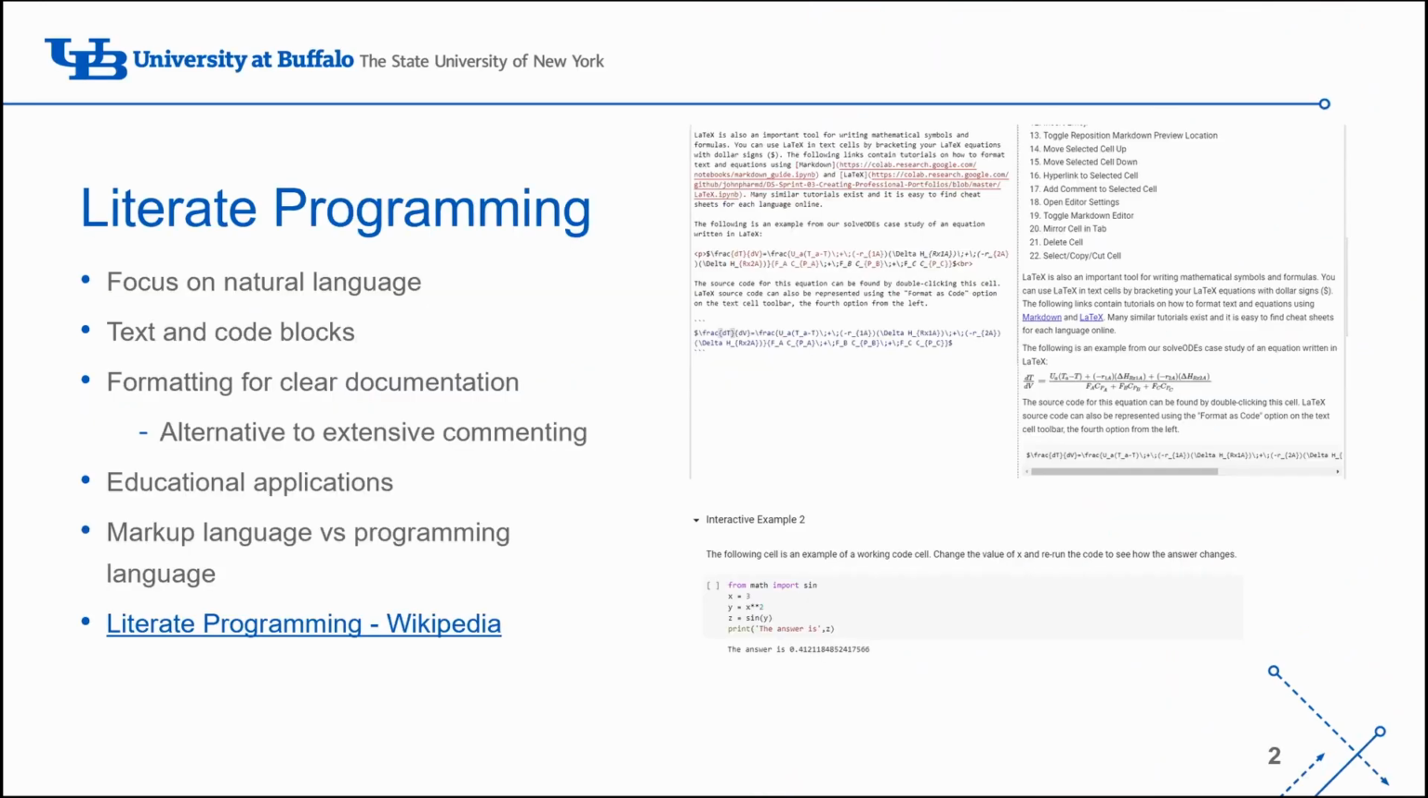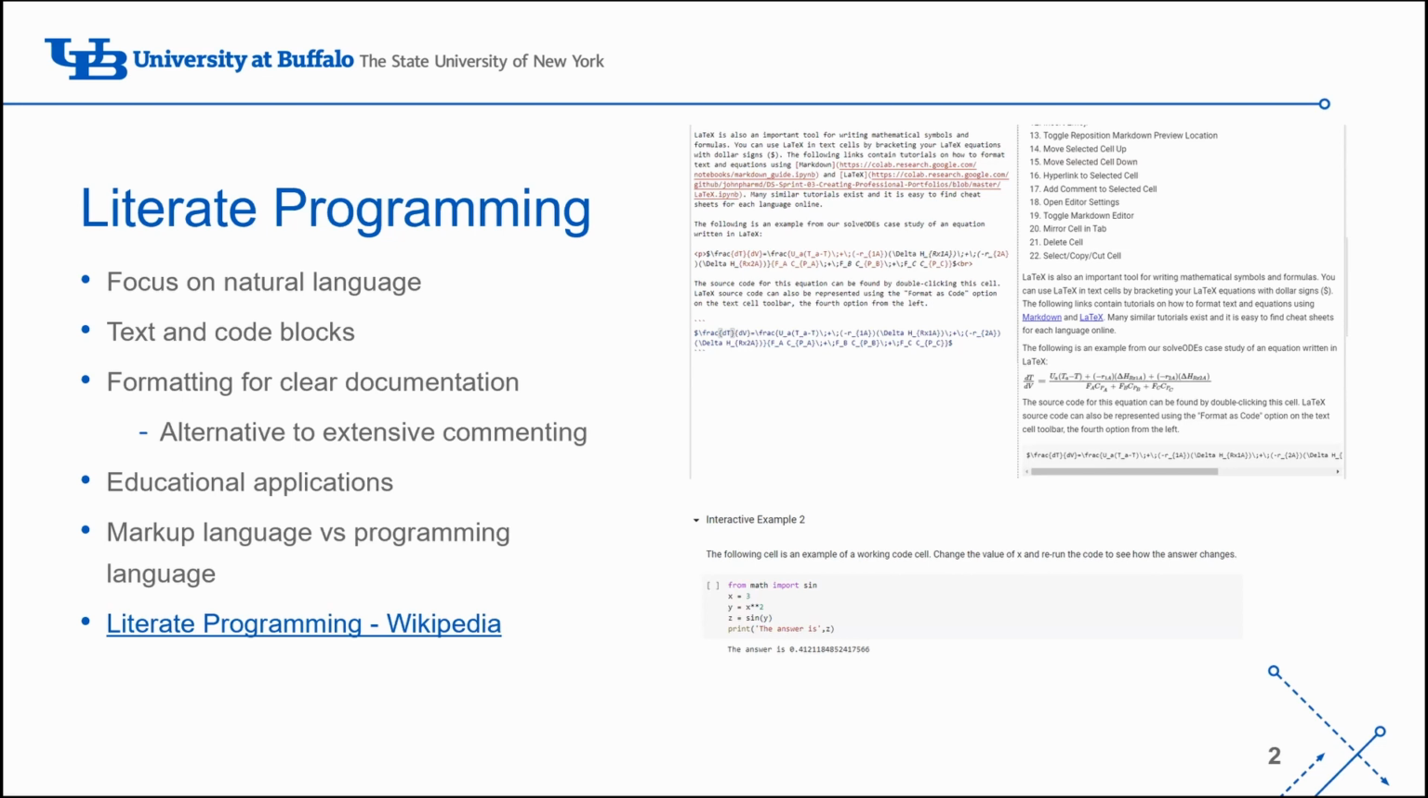Literate programming is a programming paradigm which documents a computer program using natural language with formatted text and interactive code snippets. Literate programming presents an alternative to extensive traditional commenting. The use of natural language and interactive code elements makes it particularly useful when communicating computational thinking in an educational setting.